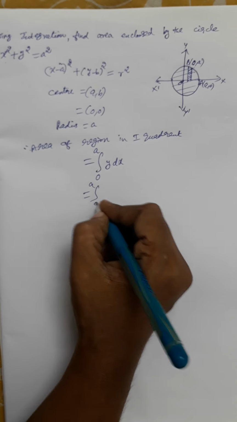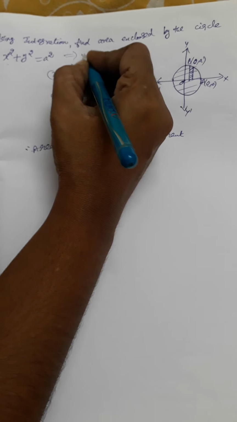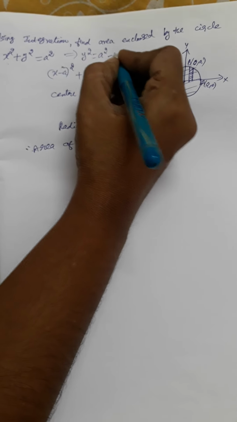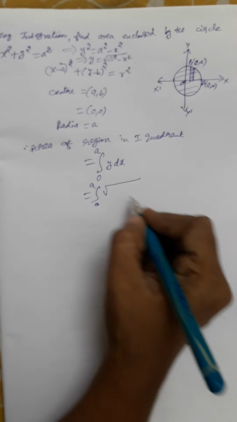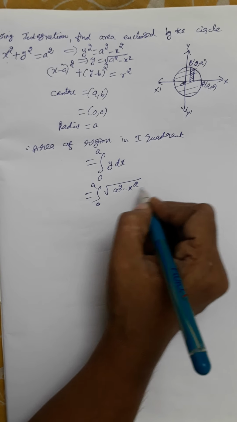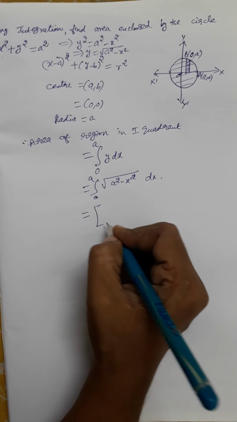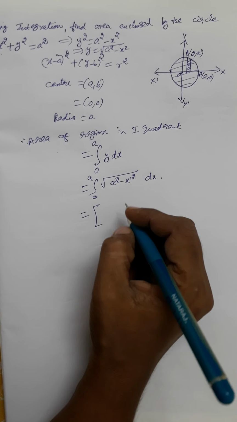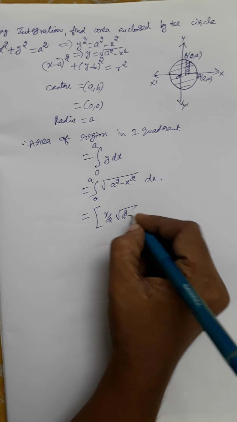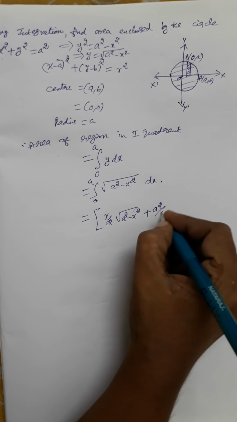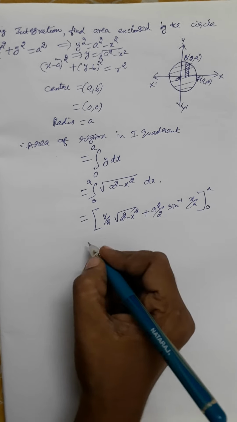So integral 0 to a, here y we can find from this: y square equal to a square minus x square. So y equal to root of a square minus x square, into dx. Here the integration formula for root of a square minus x square is x by 2 root of a square minus x square plus a square by 2 sin inverse x by a. Here we can apply the limit.